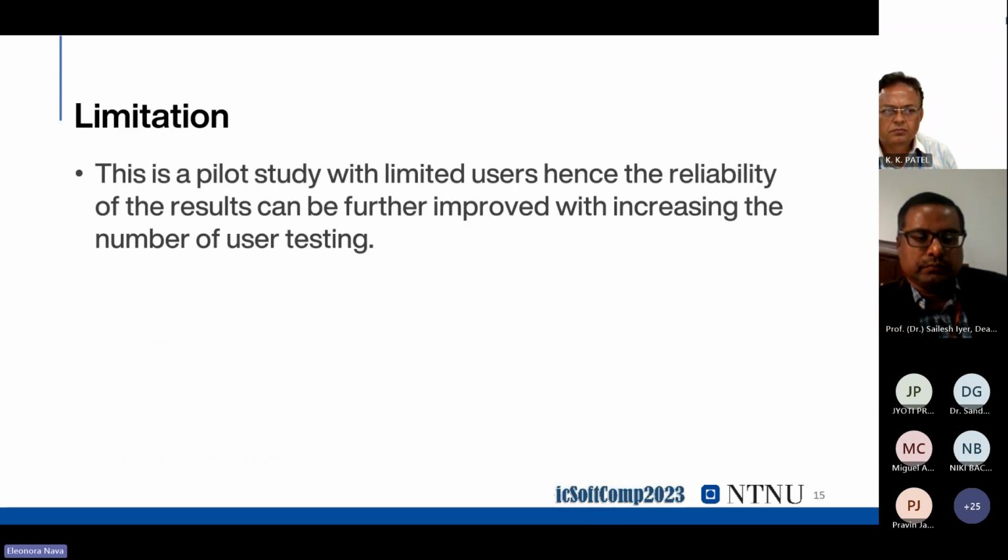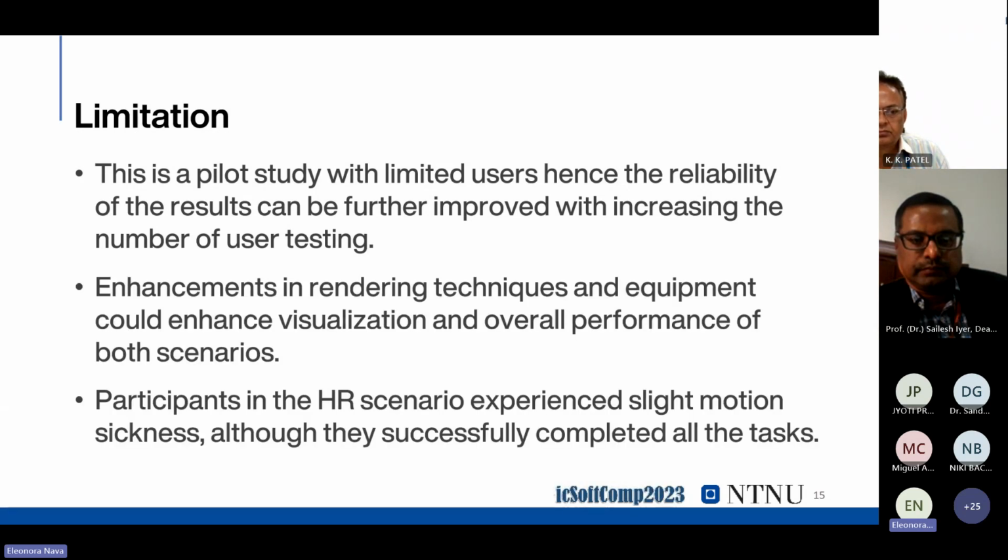The main limitation is that as this is a pilot with limited users, the reliability of the results can be further improved by increasing the number of user tests, and also the technology and rendering techniques can be further improved.